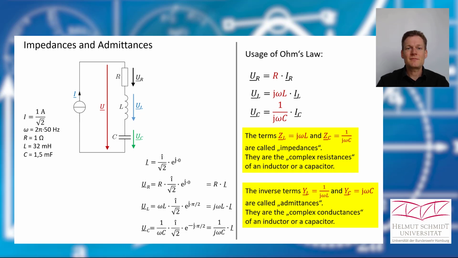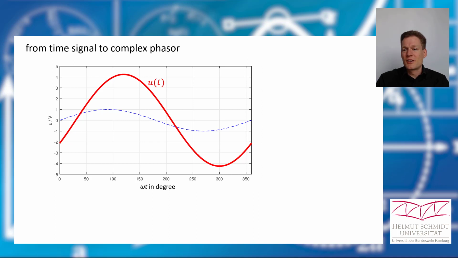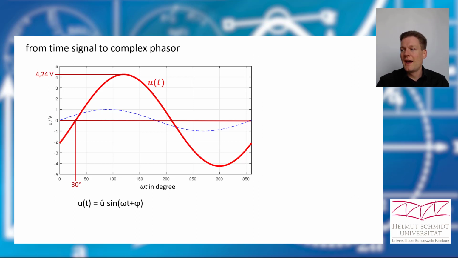Okay, let's train this a bit. Let's start with this complex description of voltages and currents. So let's say we have this voltage here in time domain, and the blue curve just shows how a sine wave with the amplitude of 1 would look like. So we have a phase shift compared to our sine wave, and we have an amplitude. And we want to express this voltage in the first step as a time function, and therefore, if we have a look here, our function has its 0 point here at 30 degrees, and it has an amplitude of 4.24 volts. And that means we can express our time function like this.